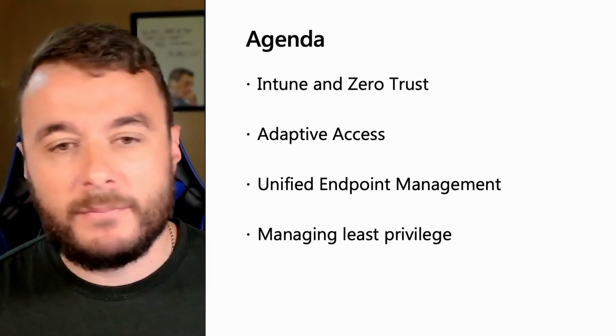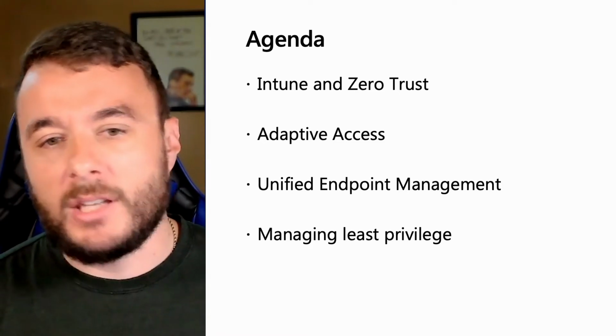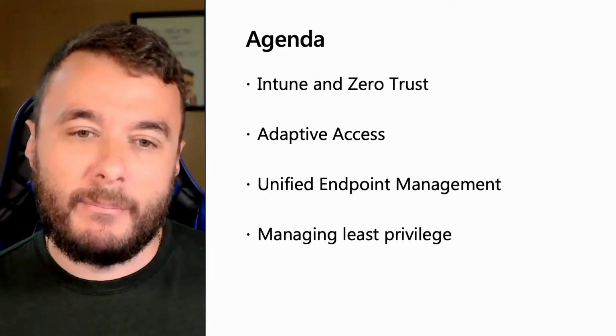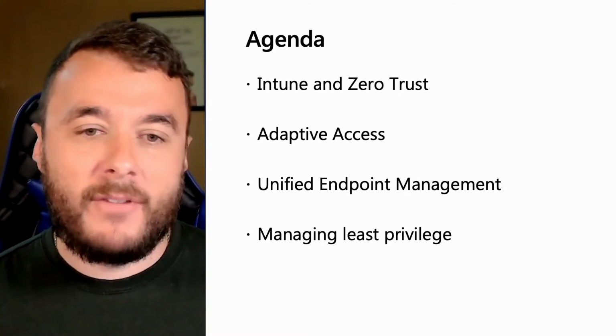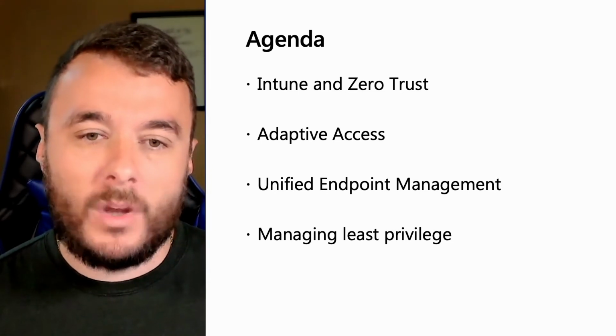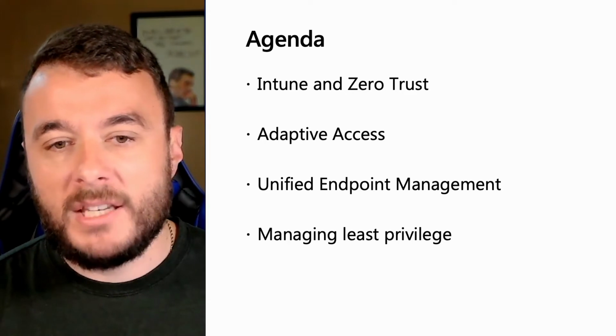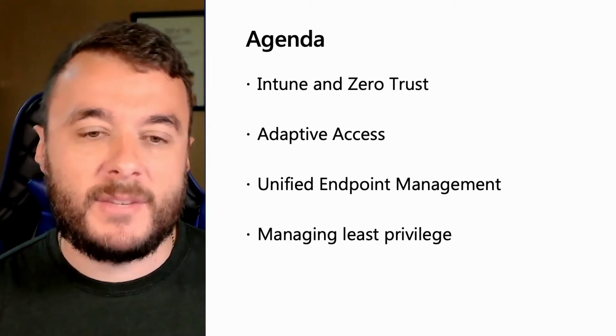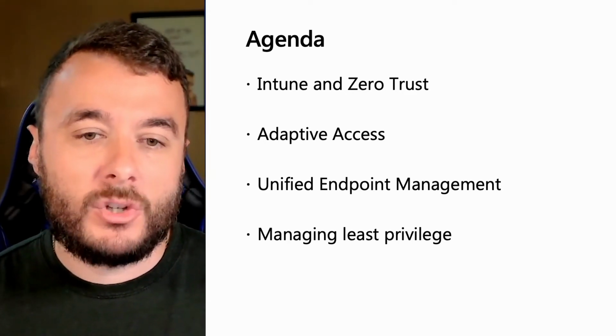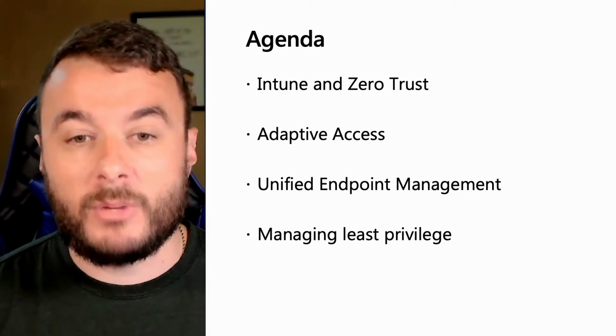Next, we'll pivot to unified endpoint management, talking a little bit about how your organization can benefit from having all the visibility in one single surface or one single plane. And we'll close it out by talking about least privilege and some tools and investments that Microsoft's making in making sure that your organization can run with least privilege.